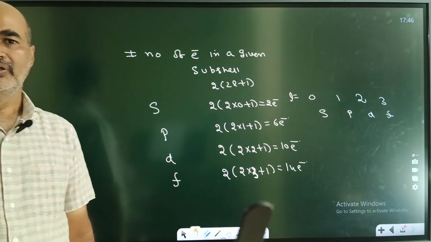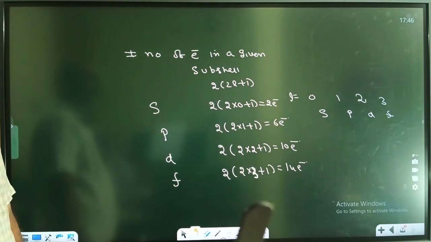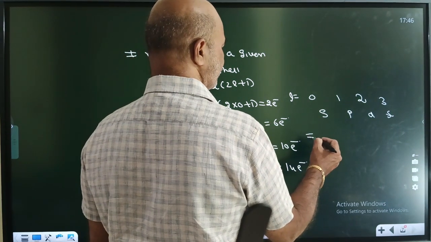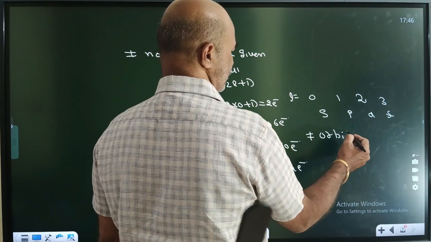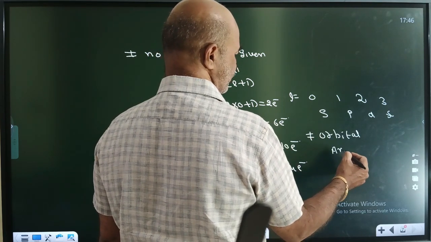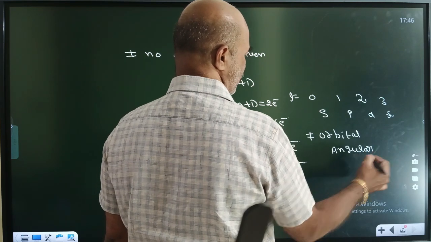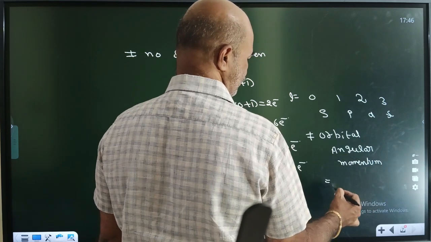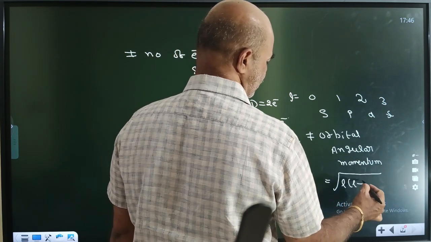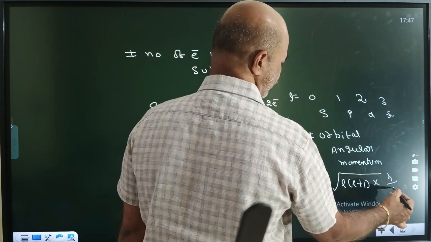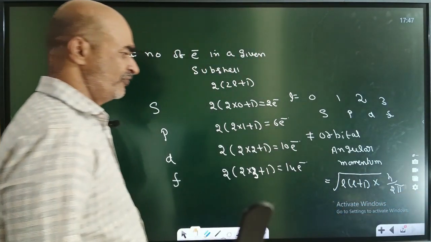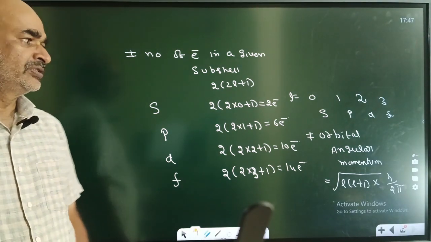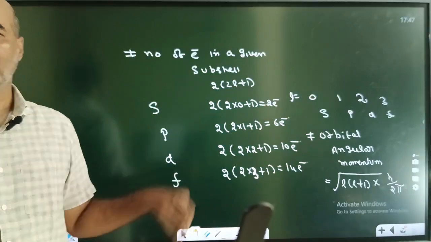Okay, this is the azimuthal quantum number. Next, orbital angular momentum is equal to root of L into L plus 1, into h divided by 2 pi. This is the azimuthal quantum number.